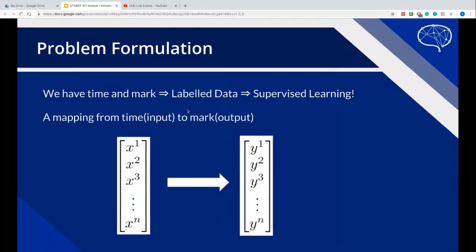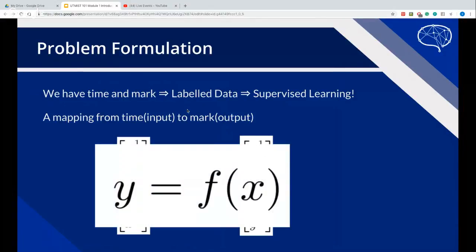So let's move on to problem formulation. In this case, we have time and we have marks, so the data is labeled. So this is obviously a supervised learning problem. A supervised learning problem is basically a mapping from input to output, or X to Y, in this case from time to the midterm mark. So we can write it as Y is a function of X.